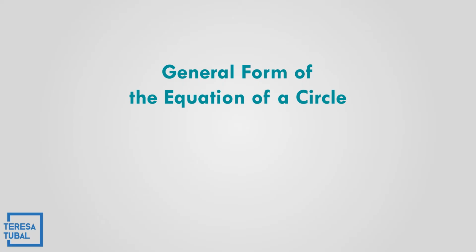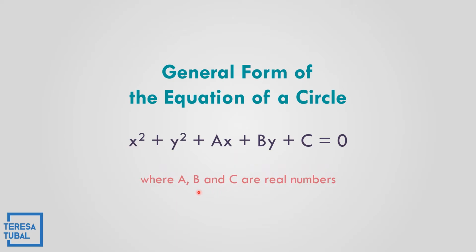What could be the formula for the general form of the equation of a circle? It is x squared plus y squared plus ax plus by plus c is equal to 0, where a, b, and c are real numbers.